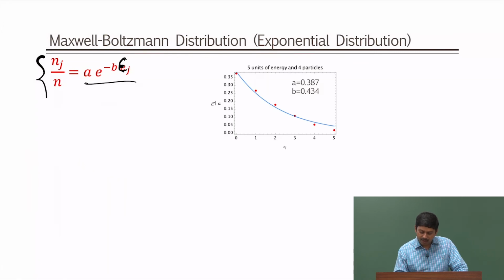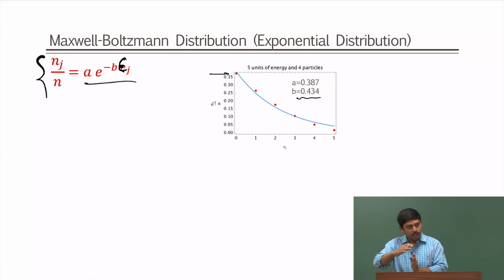Now, we fitted this graph, and this blue line shows the fitting. You see that it fits beautifully and it gives 0.387 and 0.434. What is the significance of that? That means when the energy is 0, then the Ni by Nj probability will be 0.387, and you see here it is very close to 0.35. A is 0.35, and this B, 0.434, indicates how fast the decay will happen. If B is larger, then it will decay much faster, if B is smaller, then it will decay slowly.